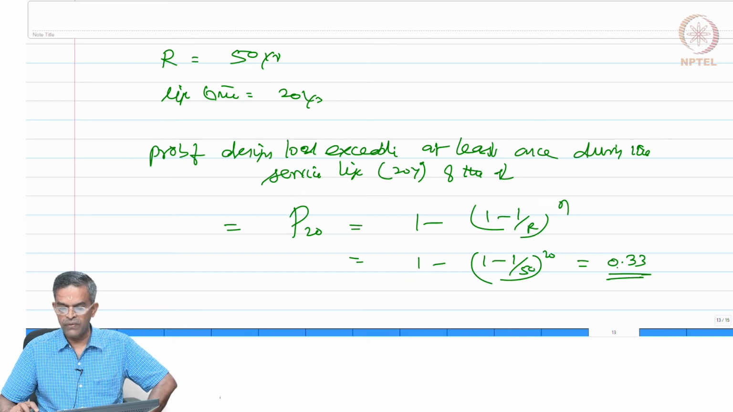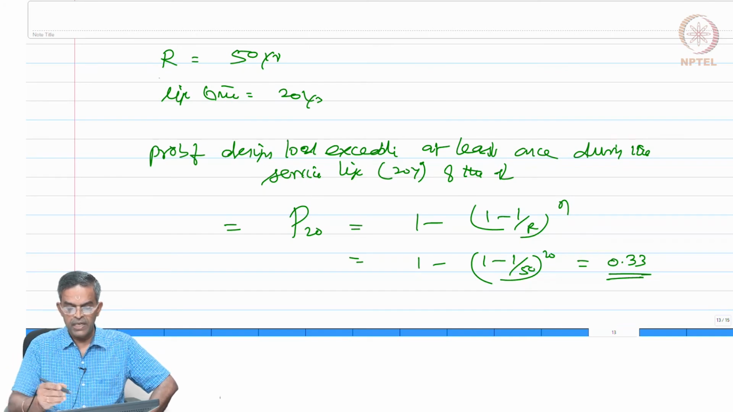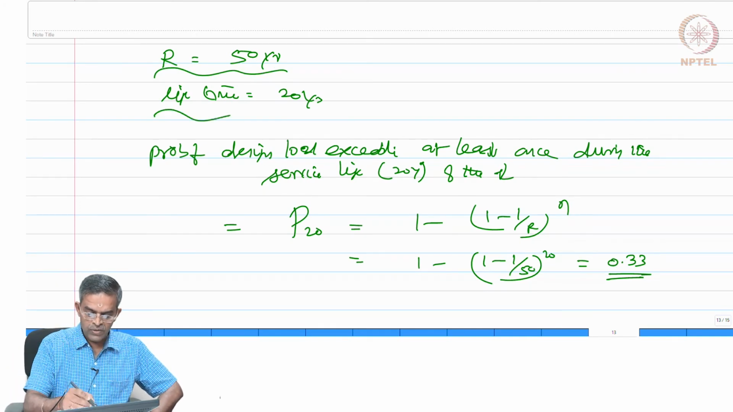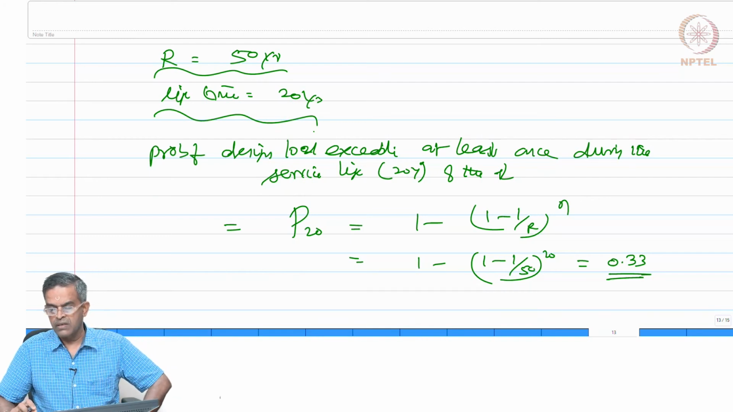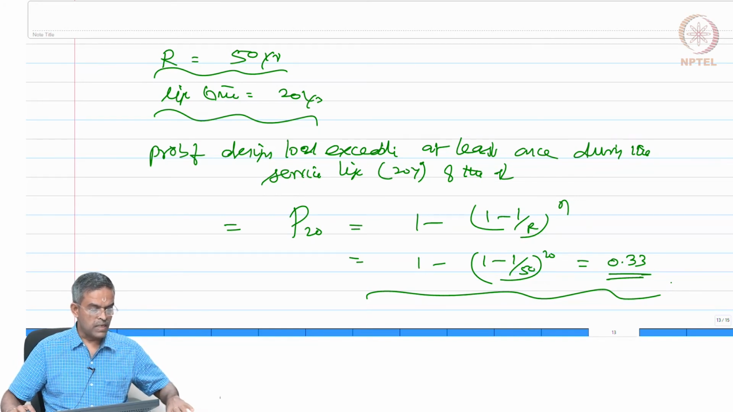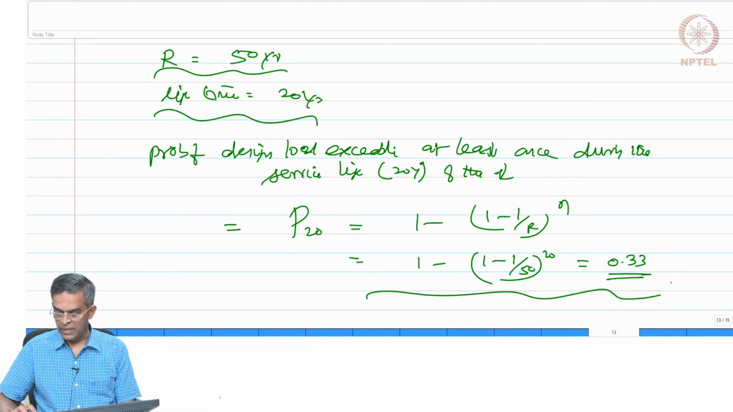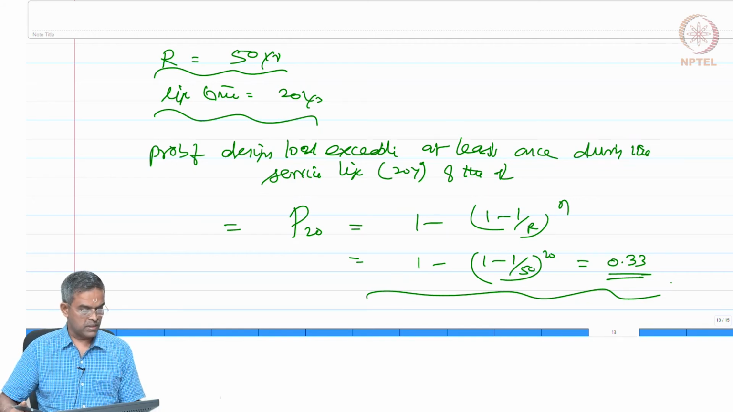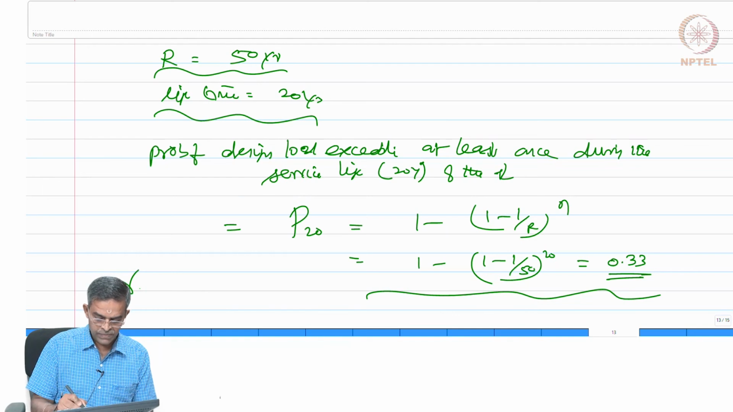Interestingly, friends, the return period is 50 years, service life is only 20, you may possibly think the exceedance will not happen at all. See here, it is about 33%. So, it is clear from the example that the chance of design load exceeding at least once in the service life is about 33%, which is an alarming number. Therefore, safety factors are important.